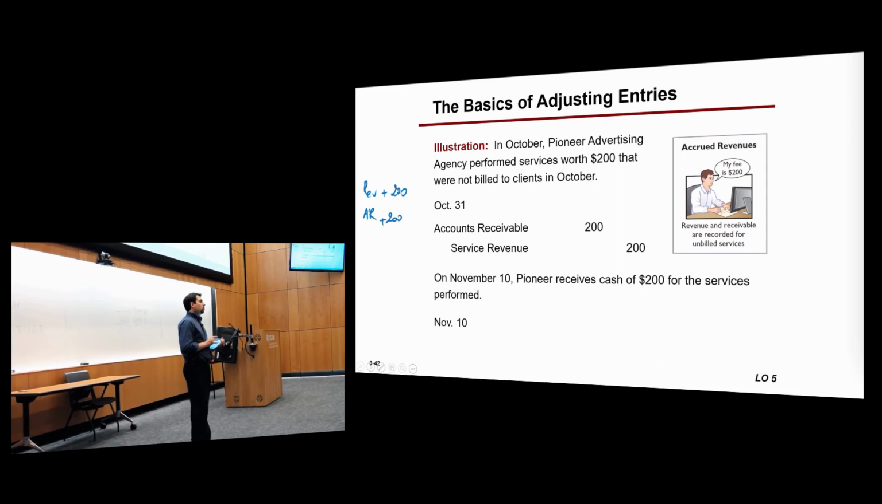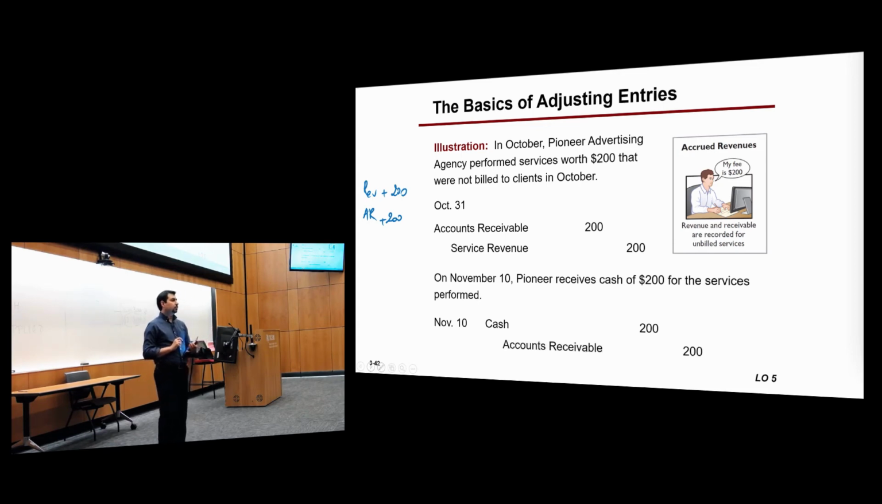What are the accounts that are involved? Cash and? Accounts receivable. Exactly. So cash and accounts receivable. There are no new revenues here. The company is simply receiving money that their clients owe them. Their clients owe them 200. The client pays that money. So the company will debit cash and credit accounts receivable.